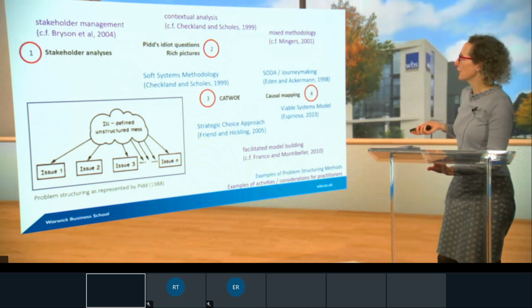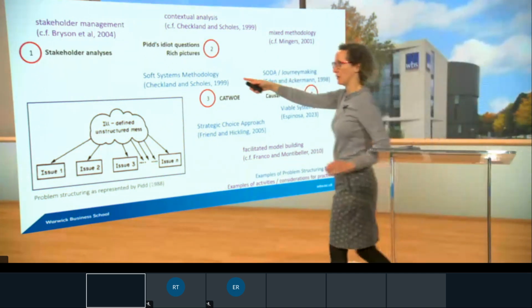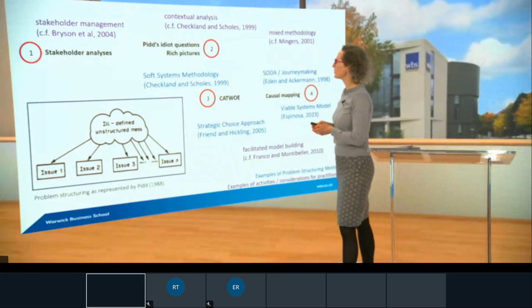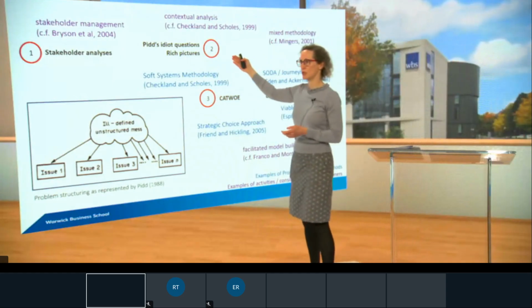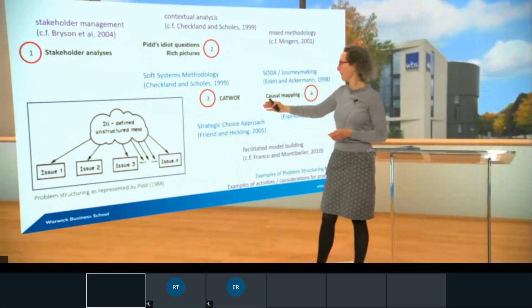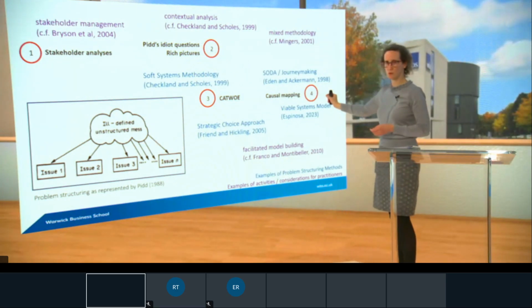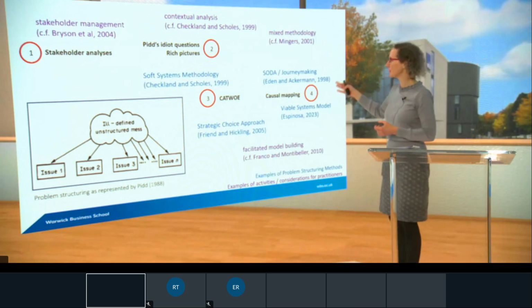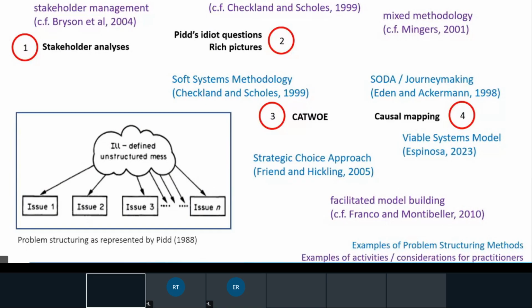Okay, so stakeholder analysis we talked about last week. I'm going to attempt in the next half hour to talk about Pidd's idiot questions, rich pictures, and CATWOE. I also have some material about causal mapping, which we will attempt in the workshops this afternoon. I've included that material as an appendix because I may or may not be able to get to that this morning.